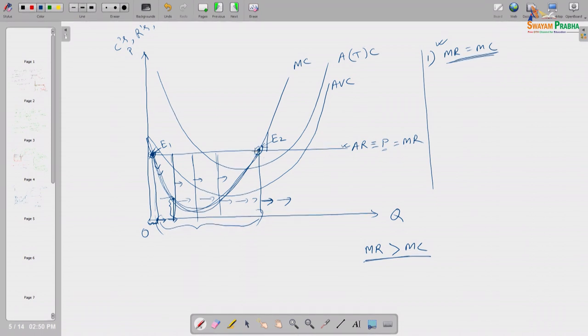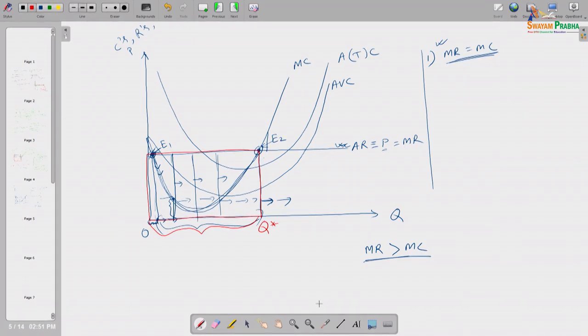So if this is the case, what will the producer do if he faces this kind of demand curve, this horizontal line, and this cost structure is given? How much profit will he earn? This is the OQ star amount, the profit maximizing output quantity he should produce. How much profit will he gain at that output level? This is the price, so total revenue will be price into quantity. So this area will be the total revenue.